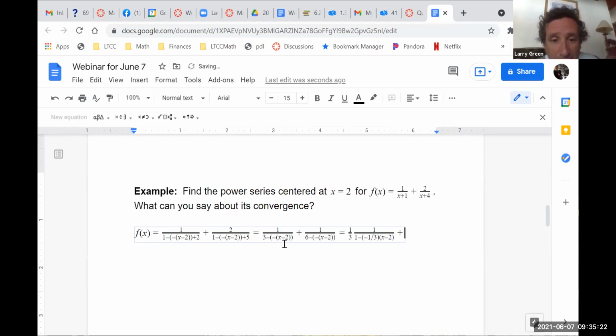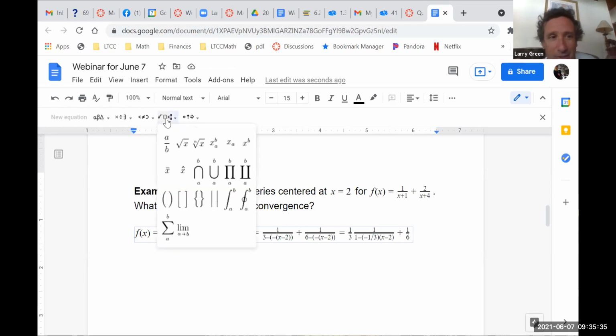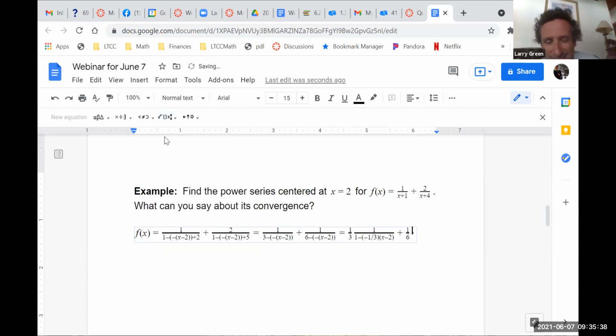And then I do the same thing for the other one. I pull out, instead of a 3, I pull out a 6. So it gets messy. But you're used to that. You wouldn't be in third quarter calculus if you couldn't handle messy math. So we got 1 over, and then we have a 1 minus. And then same idea, we're pulling out a 6. So we're going to have a parenthesis negative 1 over 6, and then we're going to have an x minus 2. Like so.